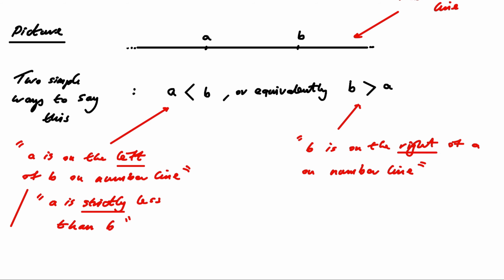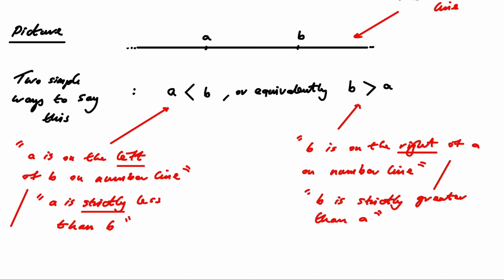So again, we could say this in a slightly different way. We could say this as B is strictly greater than A. The strictly means it's not equal. So B is strictly greater than A. It's another way to express it.